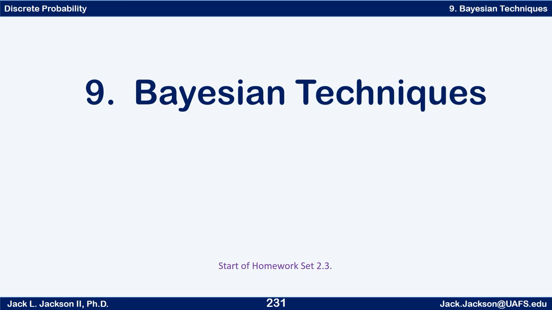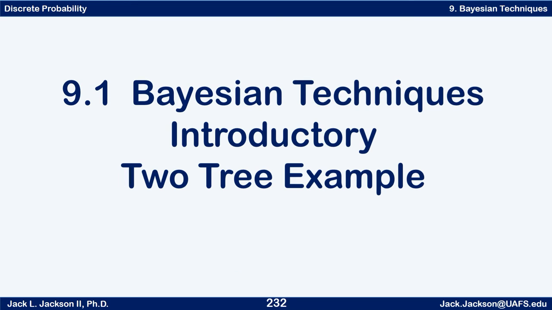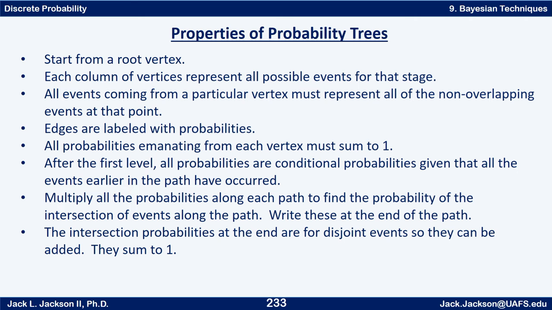In this section of notes on discrete probability, we're going to talk about some Bayesian techniques, named after a mathematician and statistician named Bayes, who came up with some of these ideas and made use of them. Basically, we're going to be leveraging the interplay between two different trees. So we're going to start with an introductory example that has two probability trees.